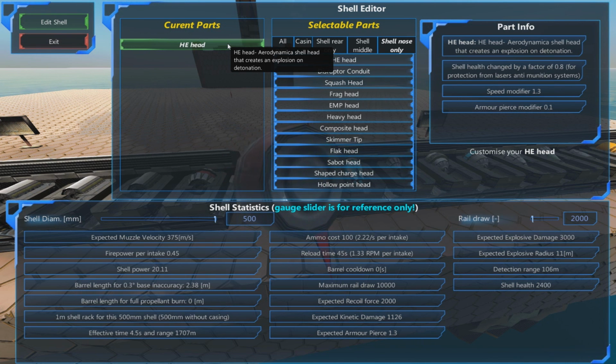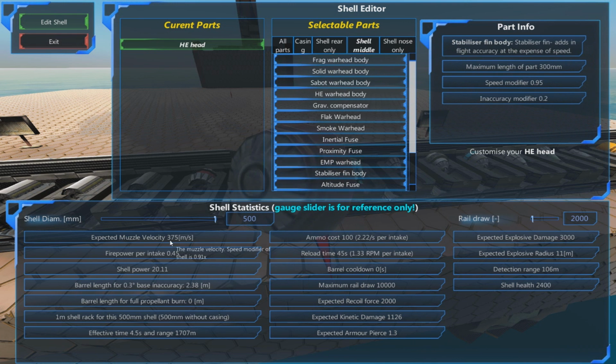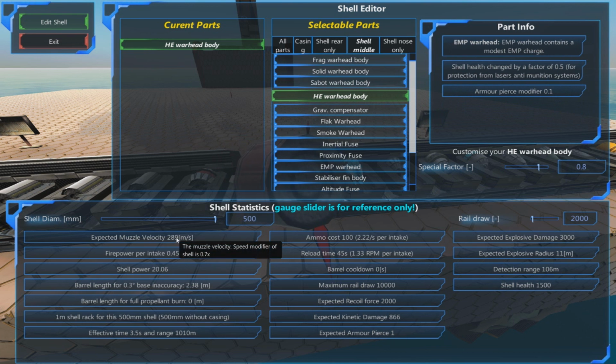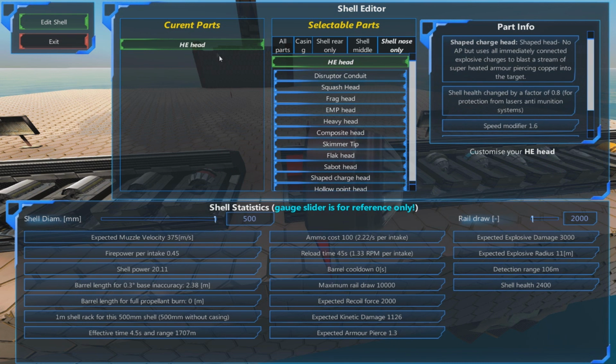Devs, if you're watching this, that creates an explosion detonation. It functions exactly the same, and it even has the exact same stats. The only difference is it's more aerodynamic. So 375 meters per second with 2,000 railgun charge. Now it's 289. So we go here, and more kinetic damage as well. So this is what goes on the front of your shell if you want lots of boom boom.